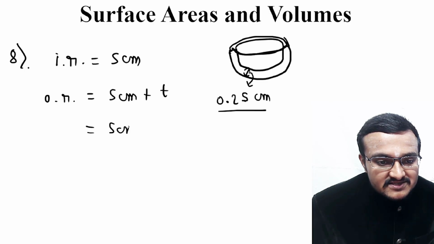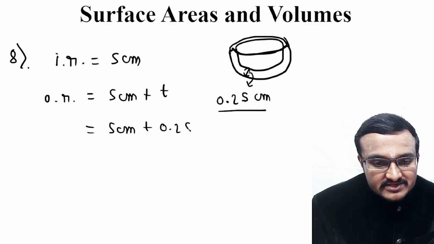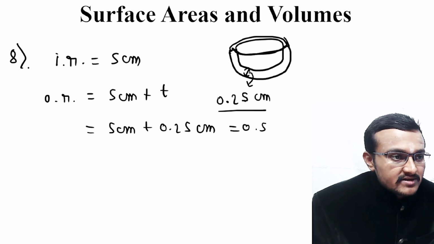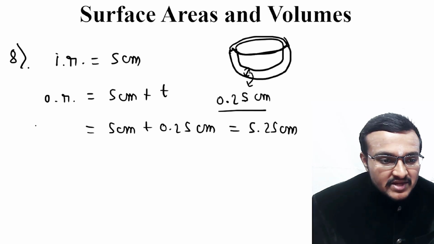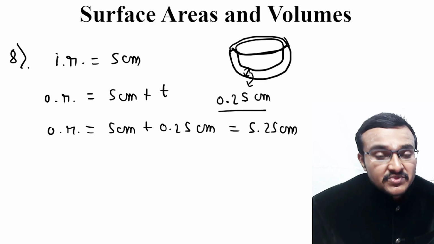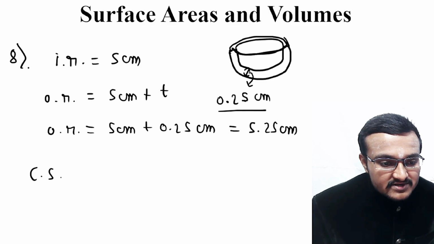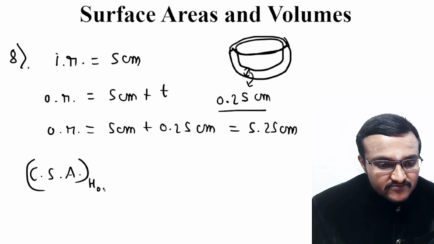So what is the thickness? Thickness is 0.25 centimeter. So 5.25 centimeter will be the outer radius. So here we are getting 5.25 centimeter as the outer radius. Now you have to find out the curved surface area of this hemisphere, the outside curved surface area.